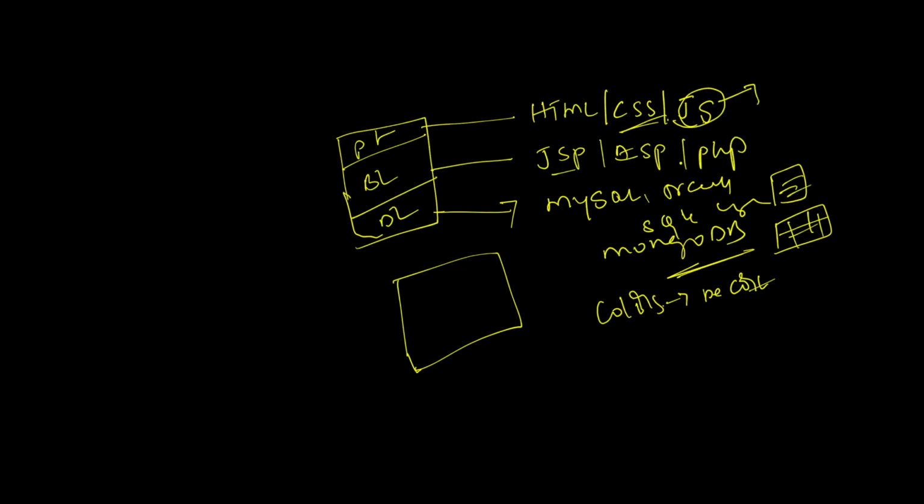Whereas JSP, ASP and PHP are mainly used to fetch the data from the user interface, process the data, send the data to the database servers, read the data from the database servers, and then send that data back to the client machines. That is the main use of your application layer or business logic layer.